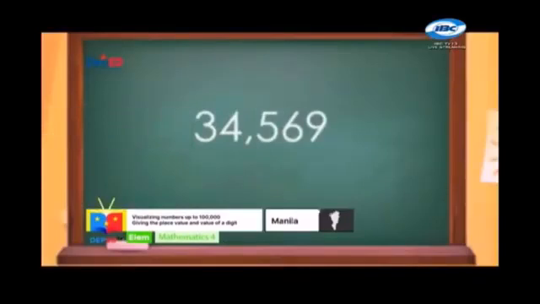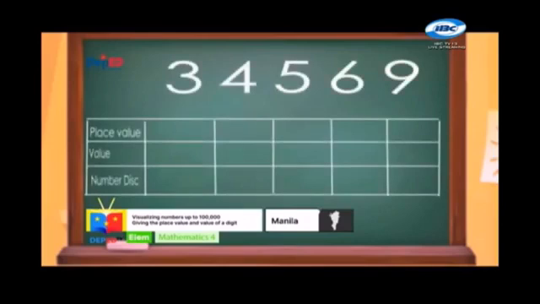Let's try it! In 34,569, the 10,000s place has a digit of 3. To get its value, multiply 3 to 10,000. And the answer is 30,000. Then we will draw 3 discs. Thousands place is a digit of 4. Multiply 4 to 1,000, so it has a value of 4,000. Then, we will draw 4 discs on the table.